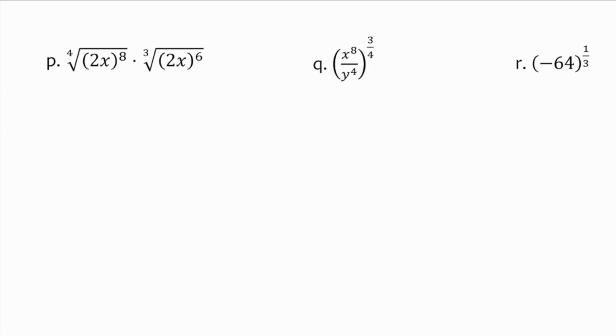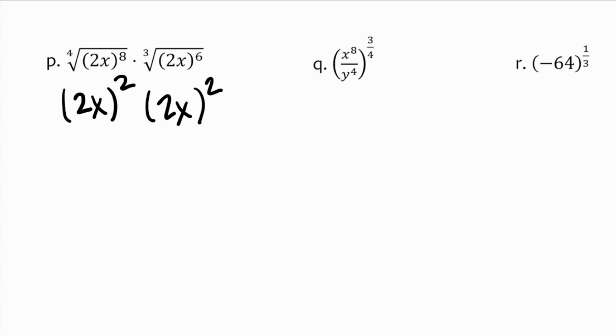Alright, we've got a whole other page of these, so let's just get to it then. If I'm taking the fourth root of something to the 8th power, I'm going to divide that thing's exponent by 4, so this is going to be 2x squared multiplied, and same thing with taking the cube root of something to the 6th, that's just going to divide its exponent by 3, so 6 divided by 3, that's 2.